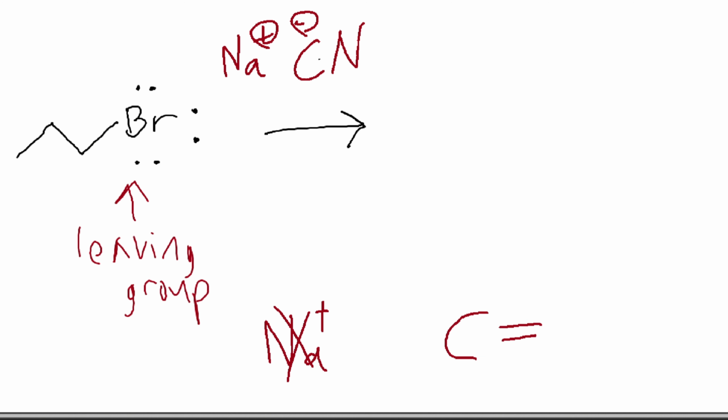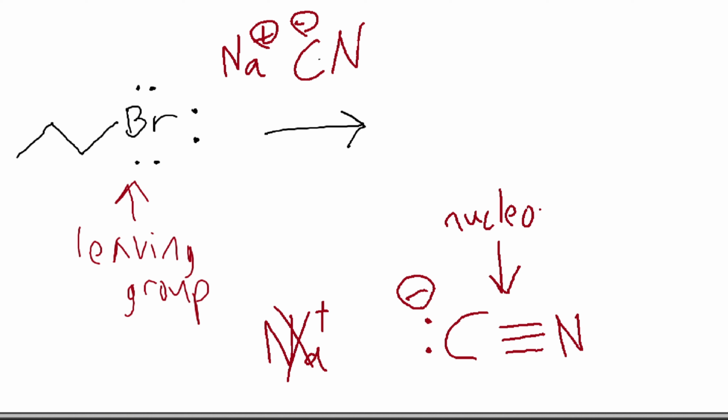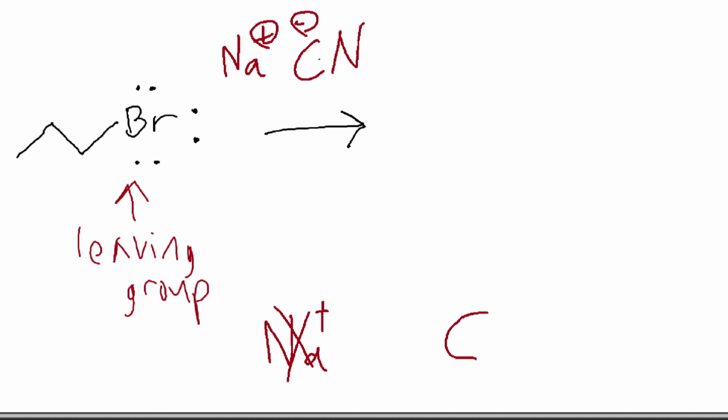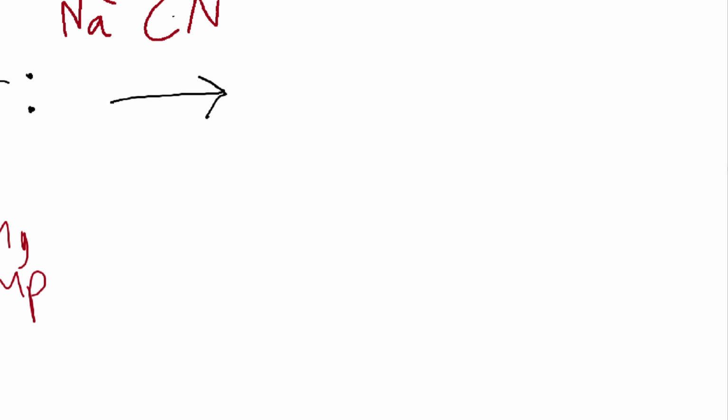What we care about is the CN, the C triple bonded to an N that has a negative charge and a lone pair. This has high electron density, so it's a nucleophile. Nucleophiles want to react with carbons, carbocations, and share their electrons. What does this reaction look like? Let's write that mechanism down here.